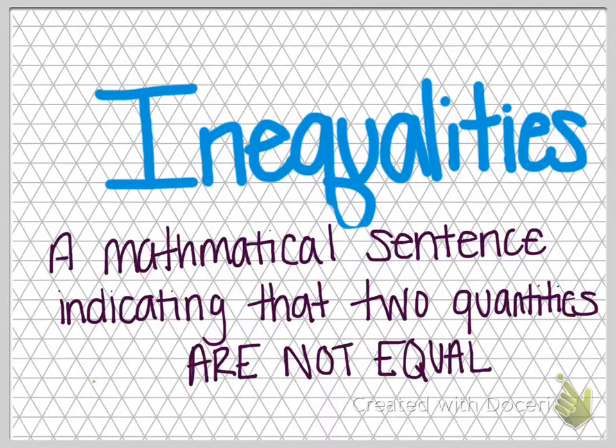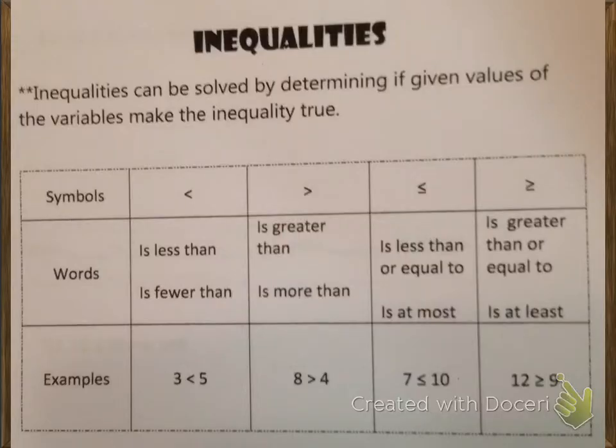Today we are going to learn about inequalities, which is a mathematical sentence indicating that two quantities are not equal. Inequalities can be solved by determining if given values of the variables make the inequality true. In inequalities, we have symbols. We have four symbols. We have a less than symbol, which is to be read less than or fewer than.